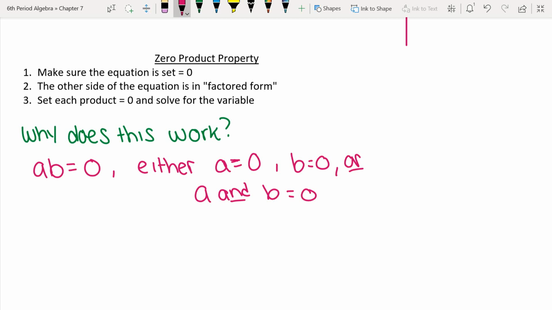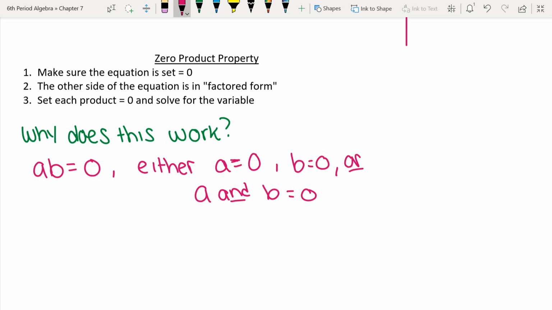In order for this statement to be true, when we're talking about A and B being numbers, in order for A times B to equal 0, one of these 3 facts has to be true: either A equals 0, B equals 0, or they're both equal to 0. This is a very mathy way to write it, so let me just show you an example.